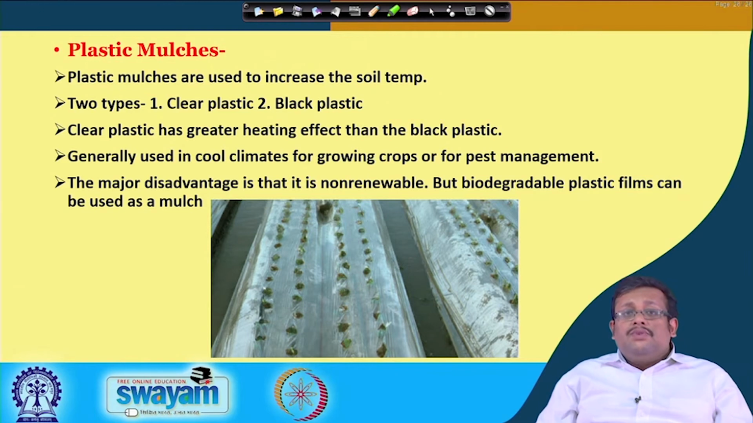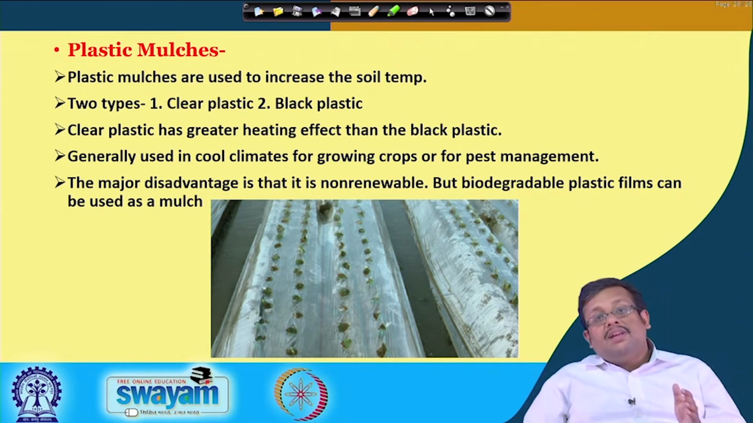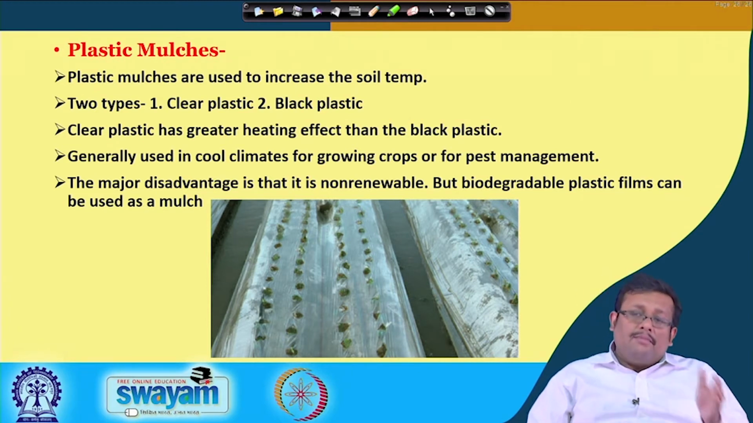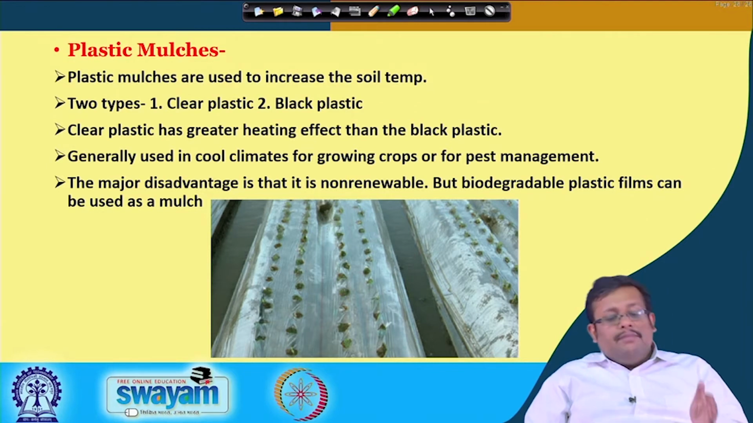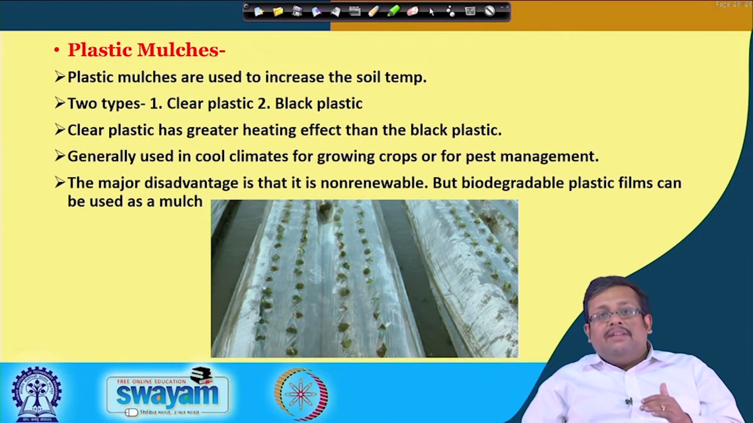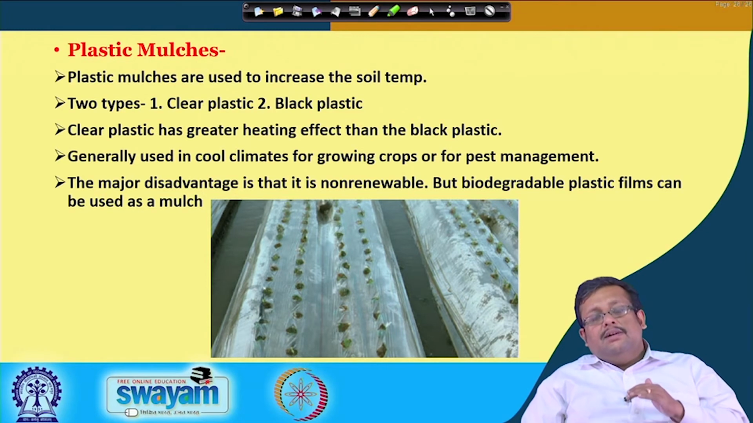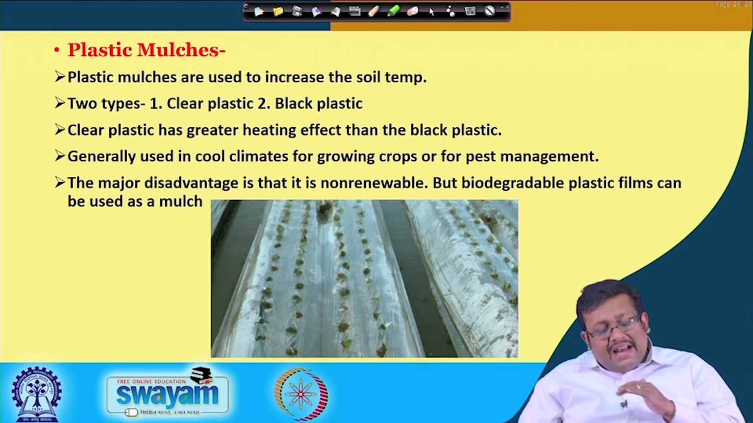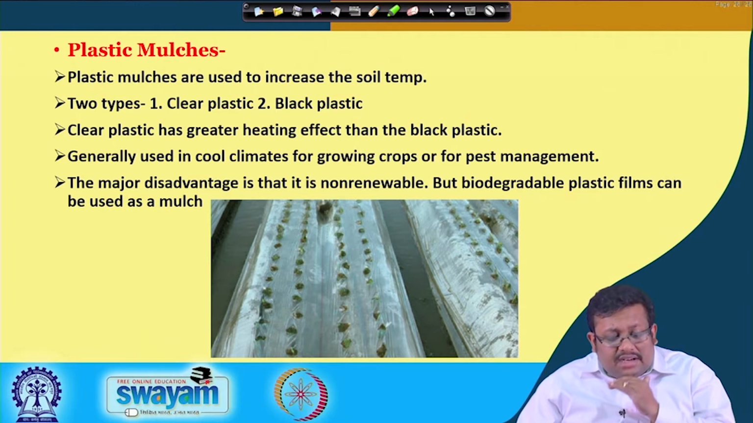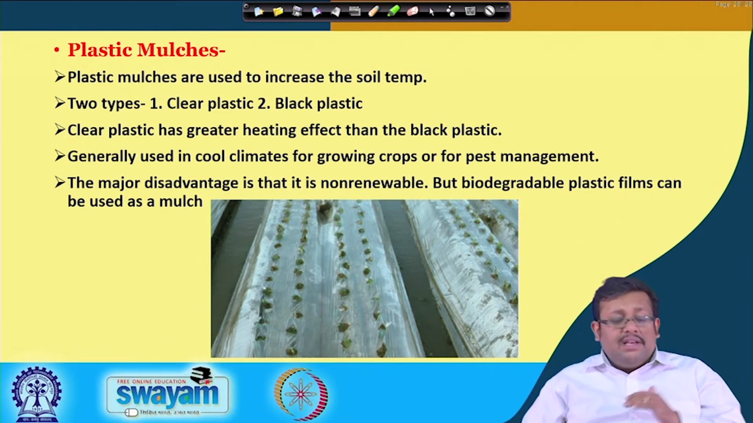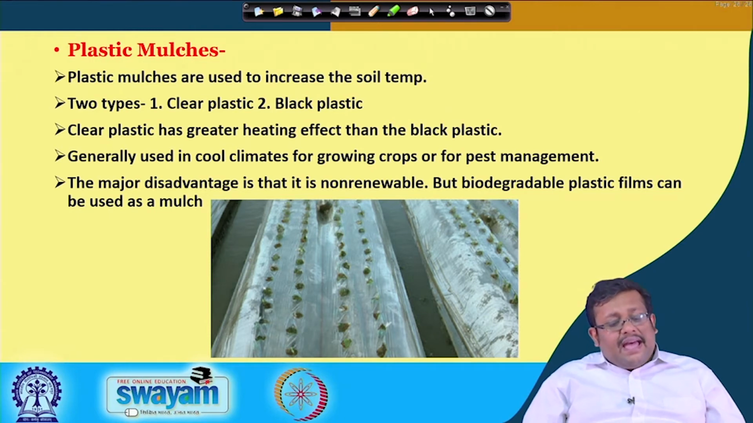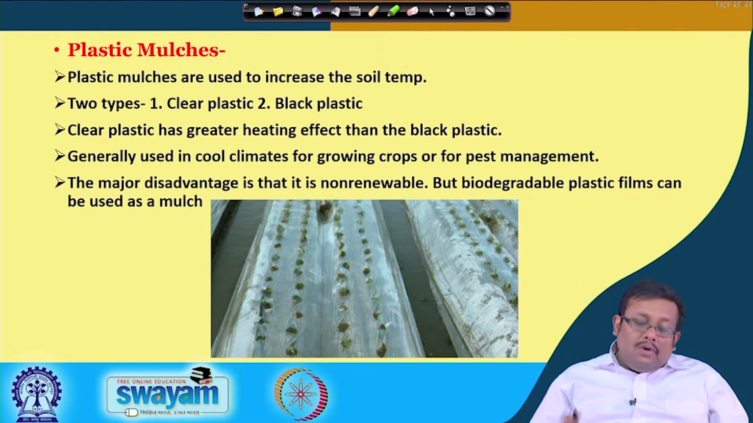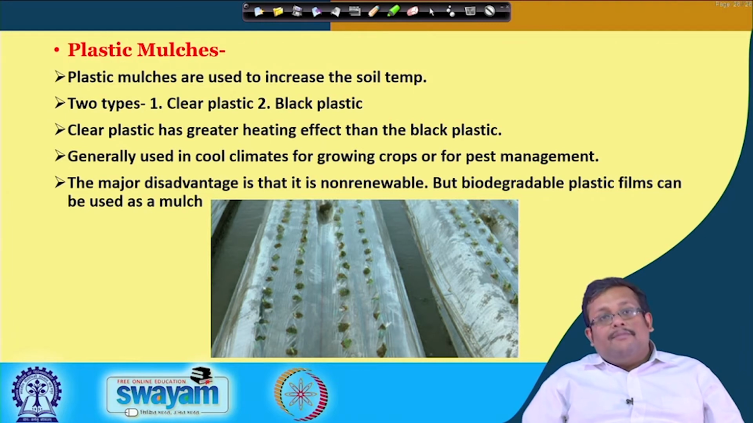Plastic mulches are used to increase the soil temperature. So organic mulches in case of conservation tillage are helpful in warm climates, whereas plastic mulches are helpful in cooler climates, because plastic mulches are used to increase the soil temperature in cold regions. There are two types of plastic mulches. One is called clear plastic mulch, another is black plastic. Clear plastic has greater heating effect than black plastic, and generally it is used in cool climates for growing crops, for pest management.